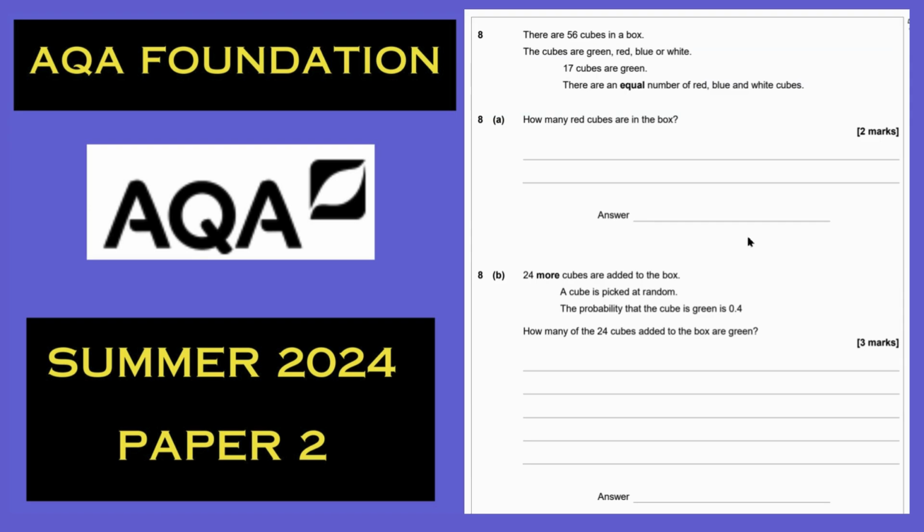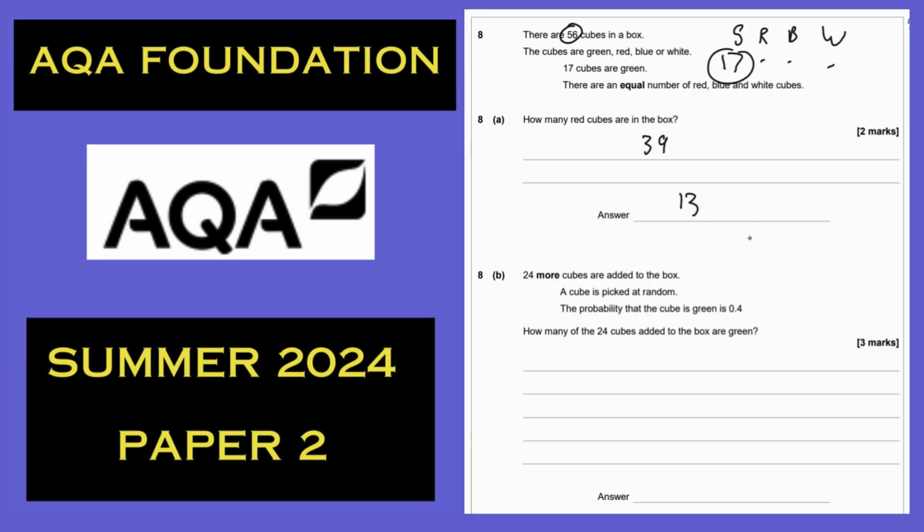Number 8, wordy, waffly, kind of probability-ish, but not quite. How many red cubes are in the box? So, green, red, blue, white. 17 are green. The rest are equal. You could call them X's. That is the way I've done it on my original. But you could just do 56, take away the 17, you're left with 39, and the 39 must equally fit into each of those, so divide it by 3.